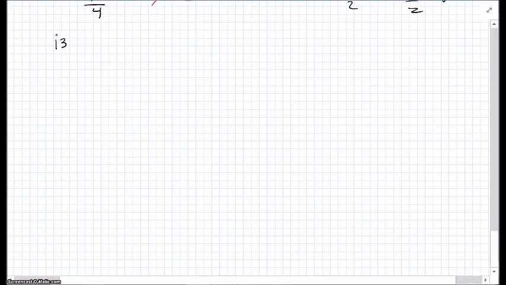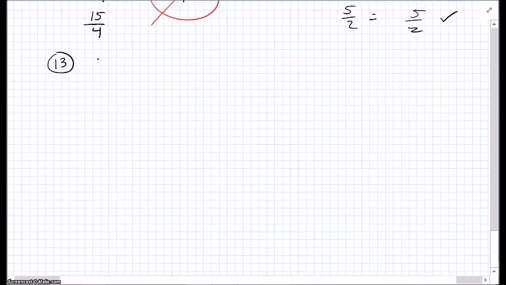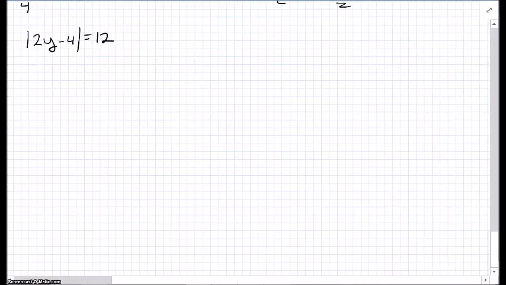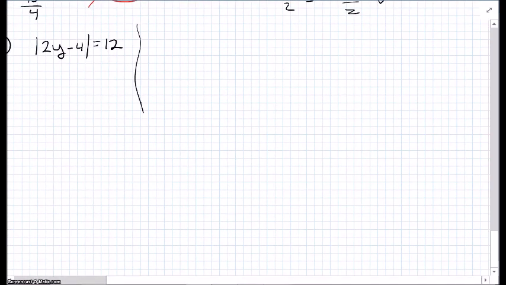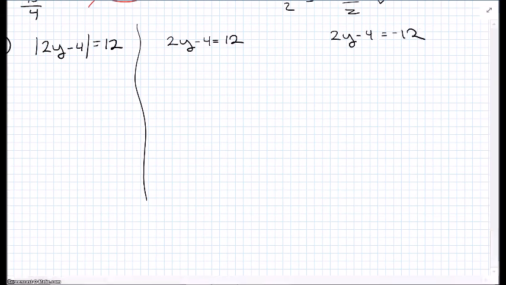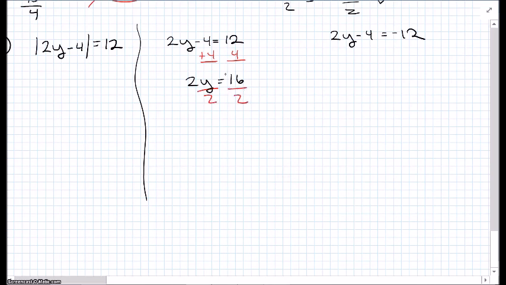Okay, so here we go. 13. The absolute value of 2y minus 4 equals 12. Okay, the absolute value is already isolated on its own. So we can go ahead and write a positive solution set. 2y minus 4 equals 12. And we can have a negative solution set. 2y minus 4 equals negative 12. So we're going to add 4 to each side. I'm going to get 2y equals 16. Divide each side by 2. I get y equals 8.